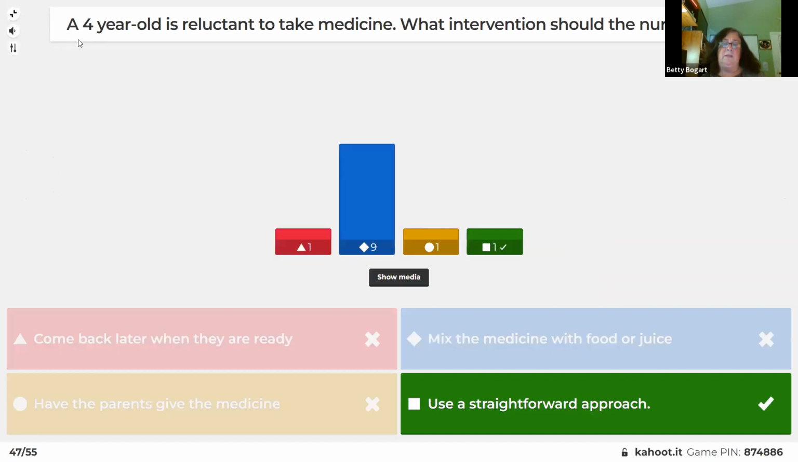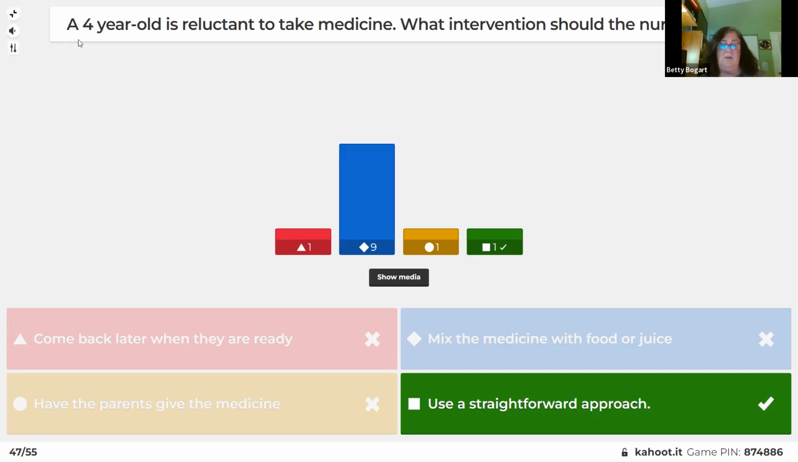And what we need to do is do a straightforward approach. Would you like it in a cup, a spoon, or syringe? Which one would you like? We never, ever, ever mix medicine in food or juice because we do not know what if they don't take the whole thing. How much do they get?